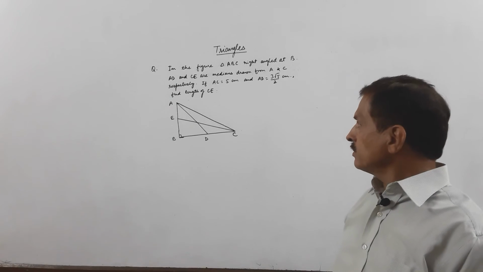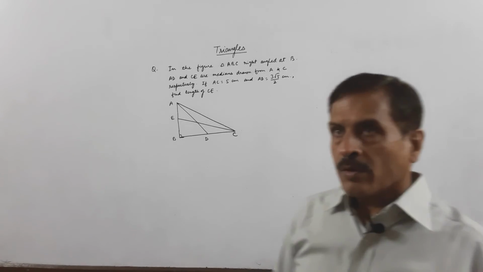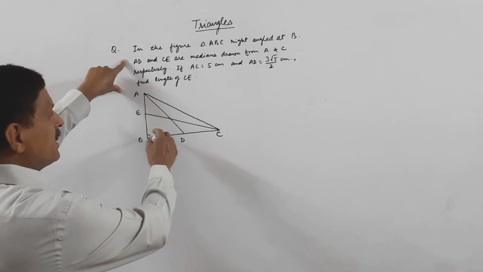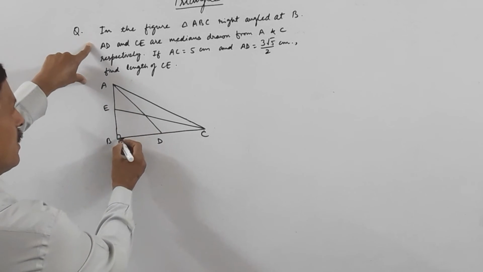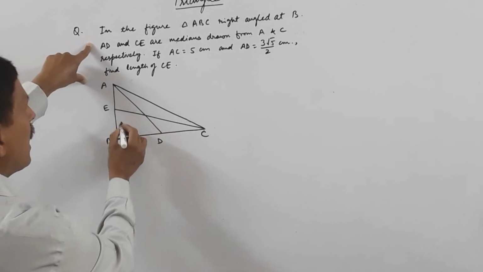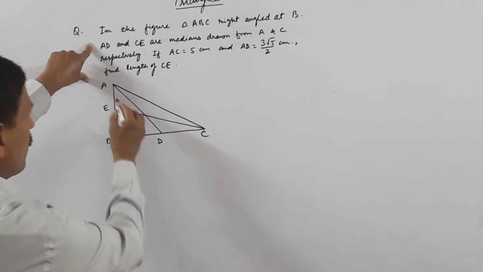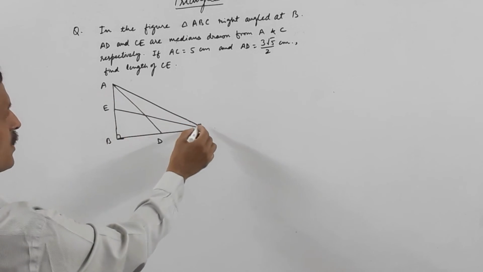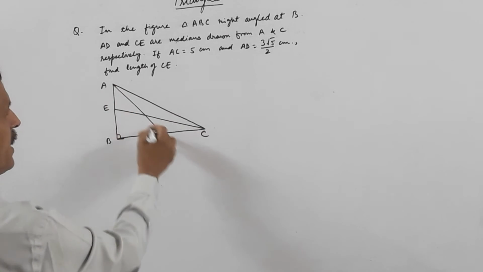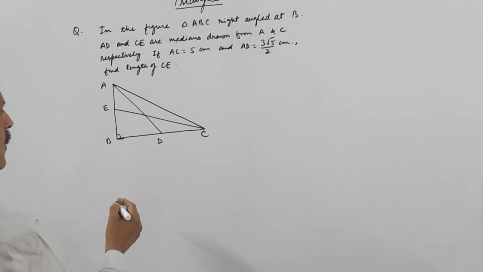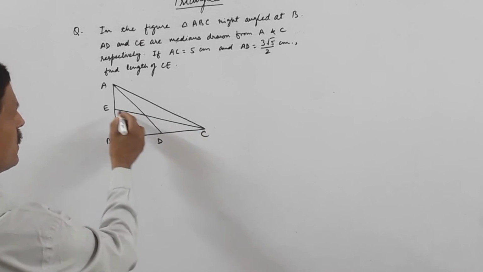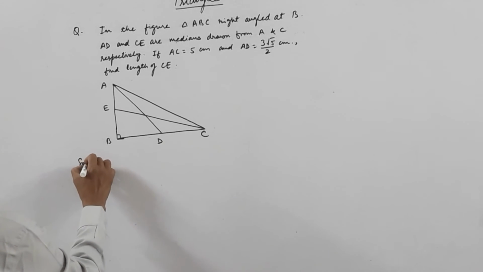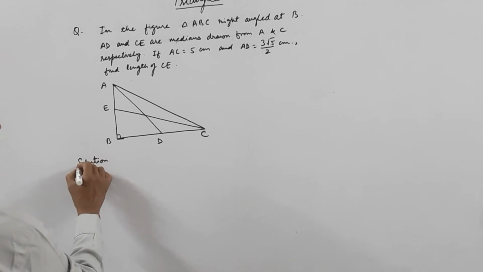In the next question, we are given in the figure triangle ABC is right angle at B, AD and CE are medians drawn from A and C respectively. If length of AC is 5 cm and AD is 3 root 5 upon 2 cm, we have to find the length of CE. Now solution.